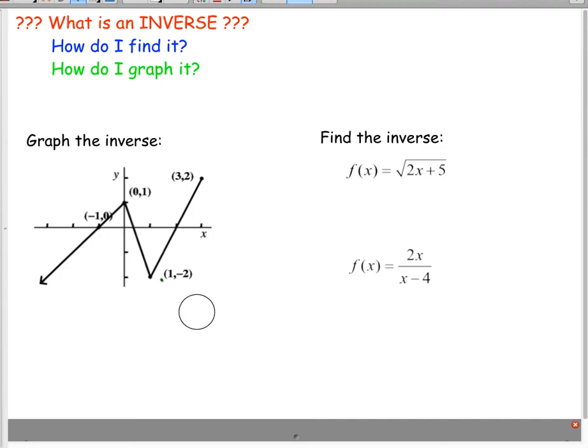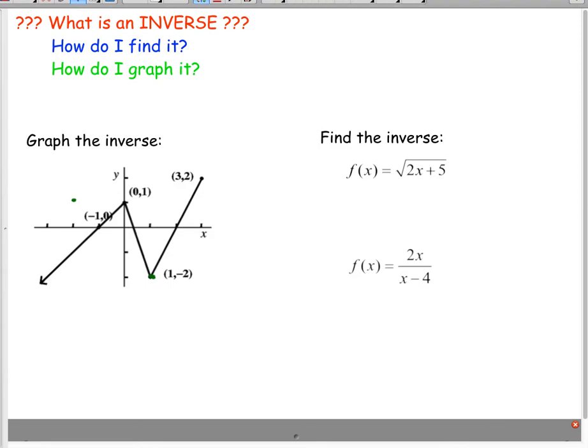Oh, I'm way off. Let me try again. Yep. So this point right here, 1, -2. When I exchange the x and y, that becomes -2, 1. And -2, 1 would be right about there. So I just moved that point.